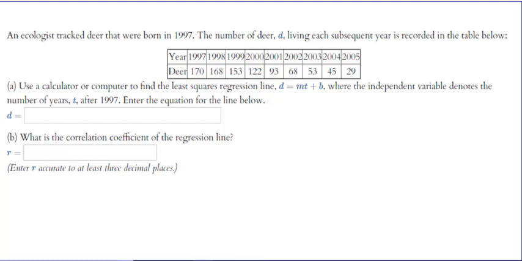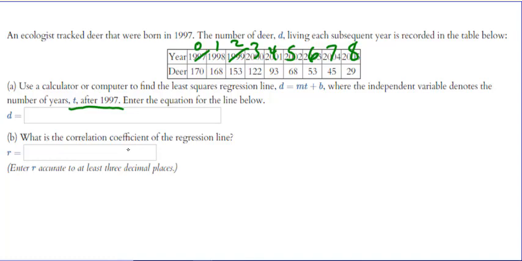First thing you need to always know and understand is that when you're dealing with time, this little statement, t years after 1997, means that you're going to reset the clock. So 1997 will become year 0 in the beginning. 98 is 1 year from there. 99 is 2 years. 3, 4, 5, 6, 7, and 8. Now, you can perform the regression, and then we'll look at the correlation coefficient of the regression line.